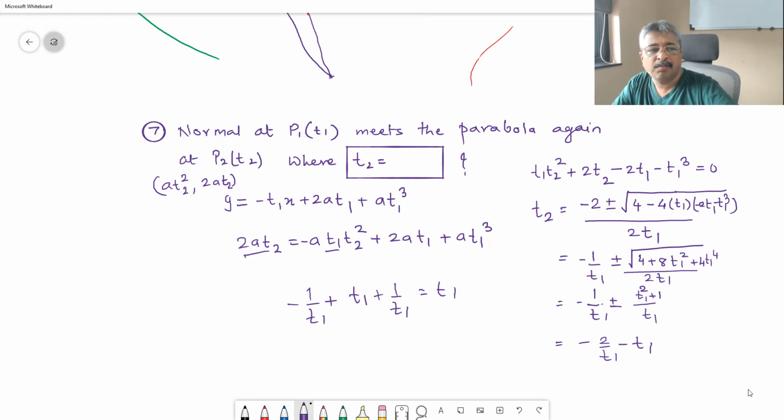So one point is correct, na? One point it is intersecting the parabola at T1. So you can call that as T2. Fair enough, but we are not going to do that. Therefore, the second point is 1 upon T1 minus T1 minus 1 upon T1, which is equal to minus T1 minus 2 upon T1. Ah, correct.